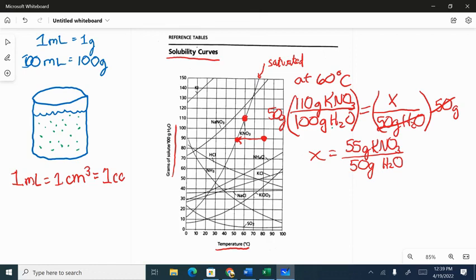So there's a summary of how to read the solubility curve. And pay close attention to this, because this type of graph, of course, not only will be on the test, but you're going to see it on standardized testing all the time.